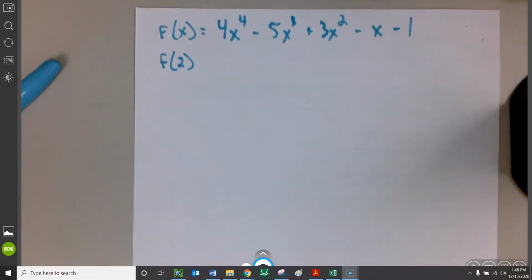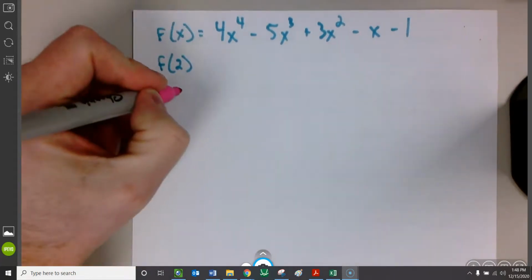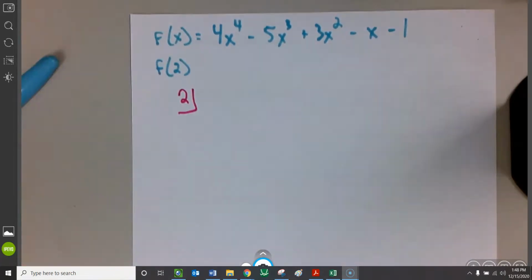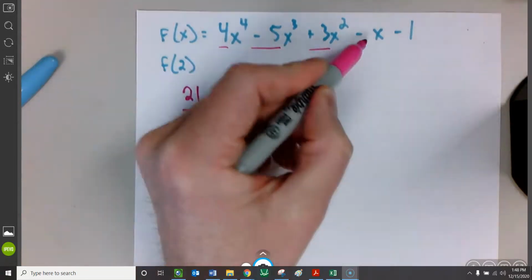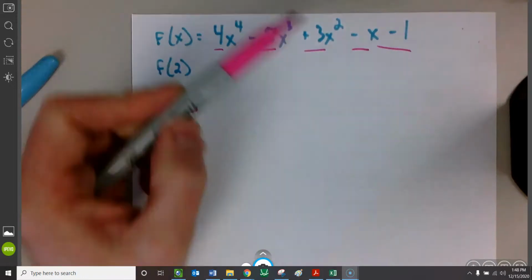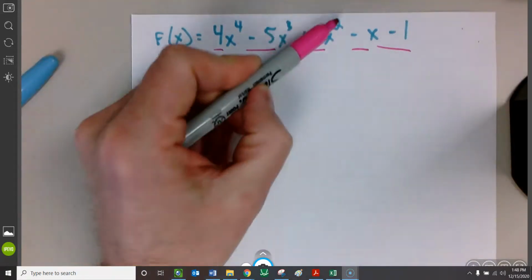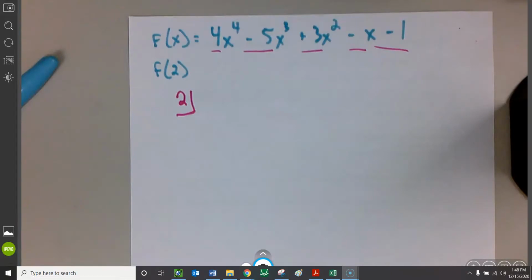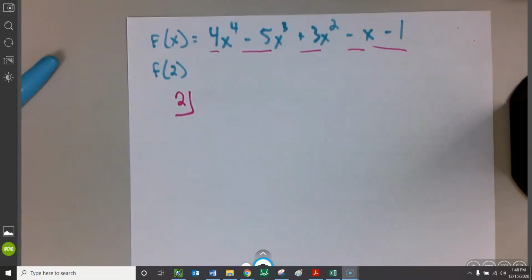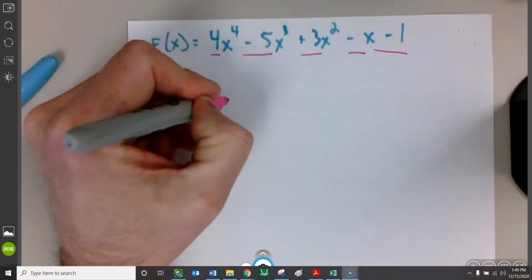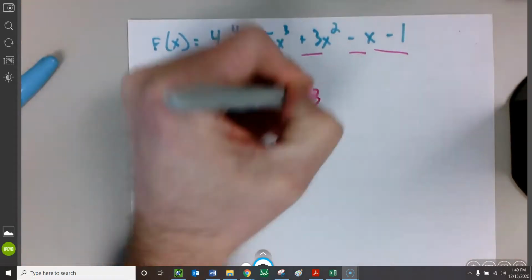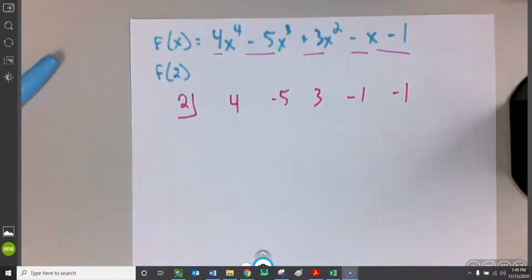First of all, the number that you are plugging into this function is going to go in a little special synthetic substitution box. I'm just going to call it that, okay? Next to that, we are going to put the coefficients that are in front of these variables, as long as they're in descending order of powers. That means it's going down by 1 every time, 4, 3, 2, 1, and none of them are missing. If there was one missing, we would have to put a 0 in its place, and I'll show you what I mean at the end. But once we do that, we're going to ditch the variables altogether and just put the coefficients. So 4, -5, 3, -1, it's invisible, and another -1.